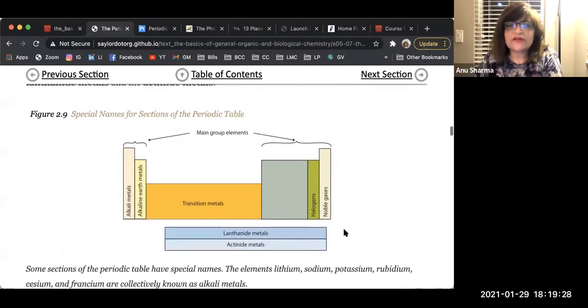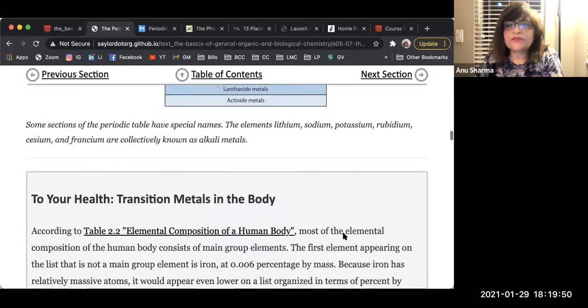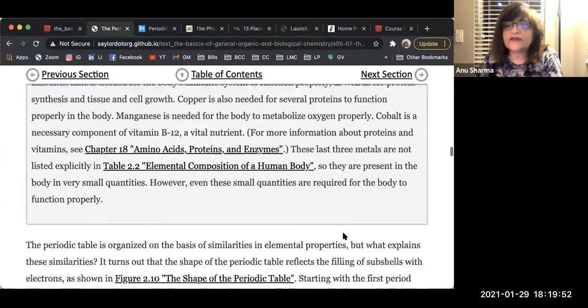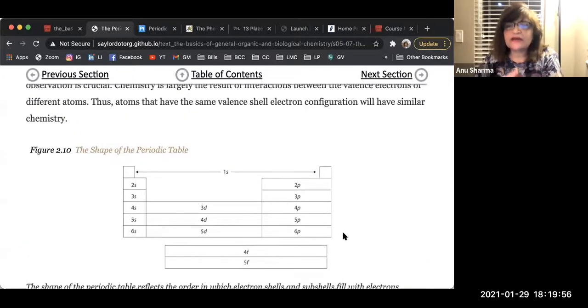Now, there's another thing: the special names for the sections in the periodic table. The alkali metals are group 1A, the alkaline earth metals are group 2A, the halogens are group 7A, and the noble gases are group 8A. The transition metals are in the middle, and then the lanthanides and the actinides. So this is another way you can group these elements, based on their similar chemical reactivity.